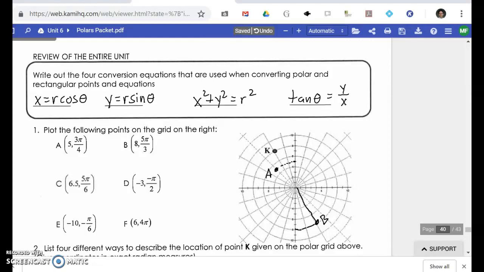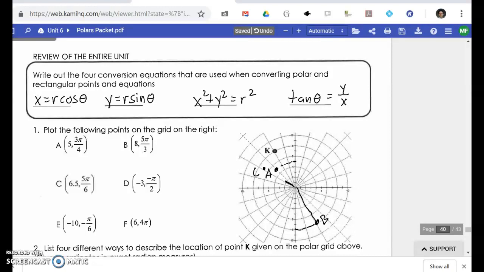C should be at 5 pi over 6, 6.5. 5 pi over 6 is this angle right here. And then 6.5, we'll have to count. You go 1, 2, 3, 4, 5, 6. 6.5 is right about there. And that's where C is going to be.